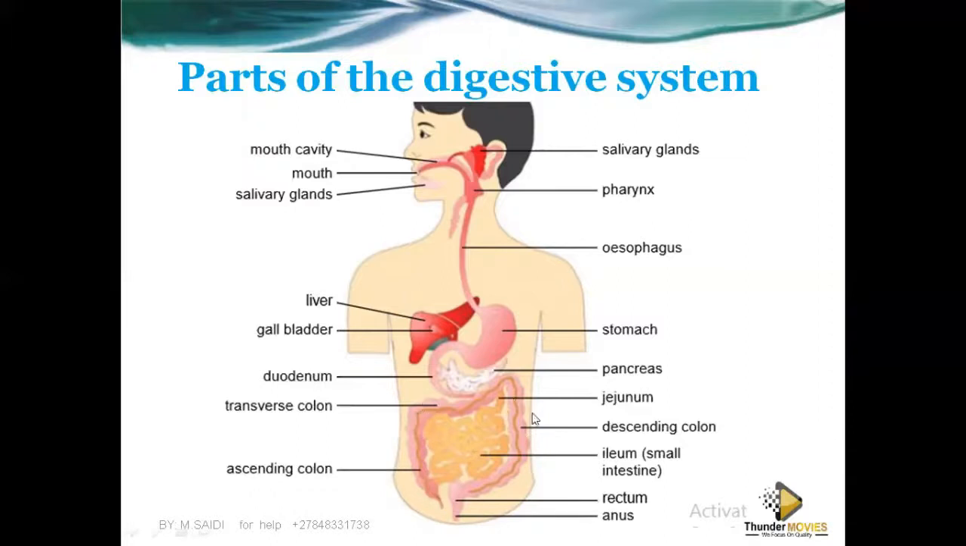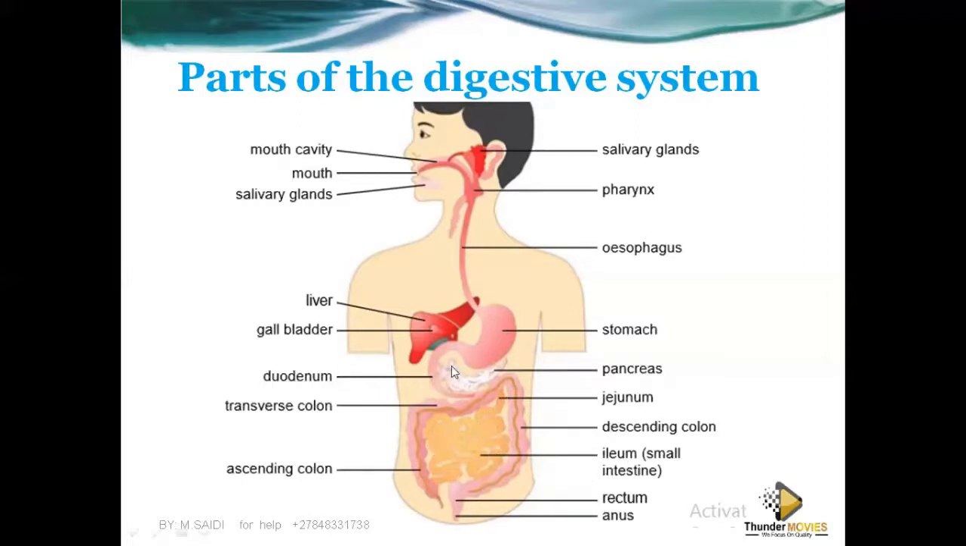And then descending, we call it descending because it's moving down. When the food comes like this, then it goes like this. So it is descending, but it's the same thing, the colon, or the large intestine. Then when it comes like this, it joins this jejunum. Jejunum is a small intestine. Then this one is also a small intestine. Duodenum is also a small intestine, and ileum is also a small intestine.